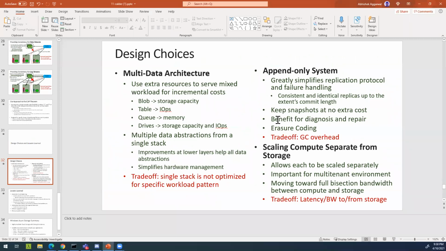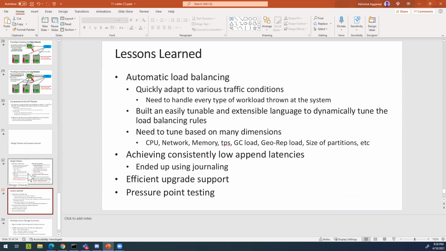And yeah, I think we are out of time for this. So I think you can go ahead and look at the slides. These should be simple enough.